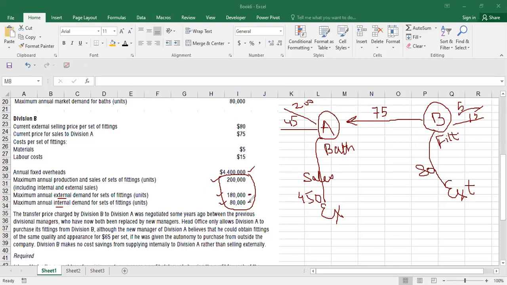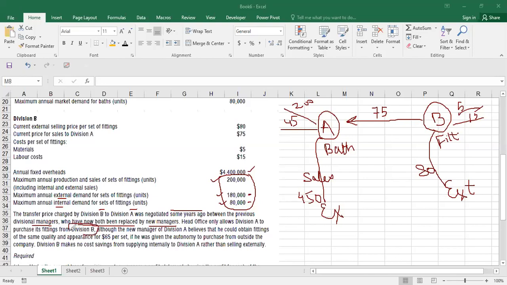Their demand is more than their production capacity. So this is an important point to remember. Now, the transfer price charged by Division B to Division A was negotiated some years ago between the previous divisional managers, who have now both been replaced by the new managers. Head office only allows Division A to purchase its fittings from Division B.